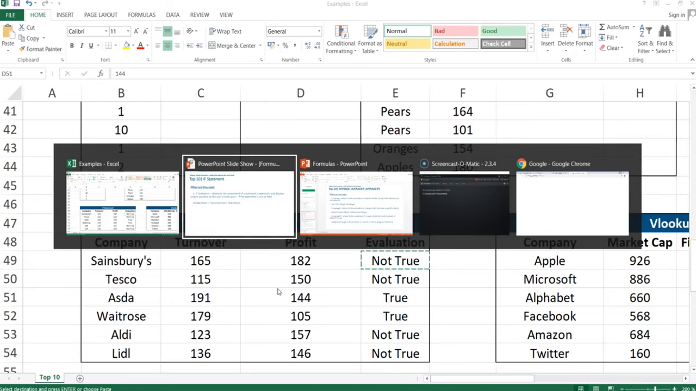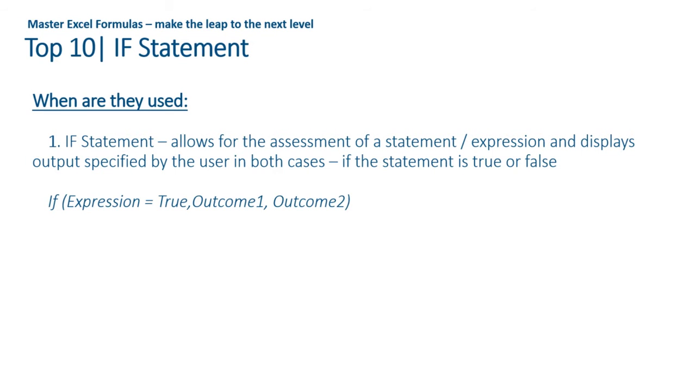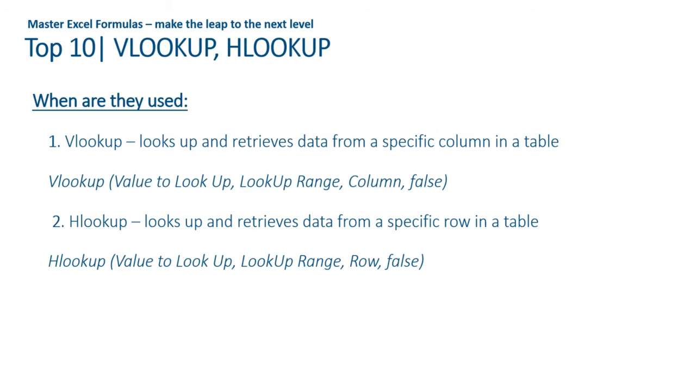Now going back to the presentation, the next group of formulas is the lookup formulas, Vlookup and Hlookup. The first formula, Vlookup, is probably one of the most frequently used formulas in Excel. What it does is look up and retrieve data from a specific column in a table.